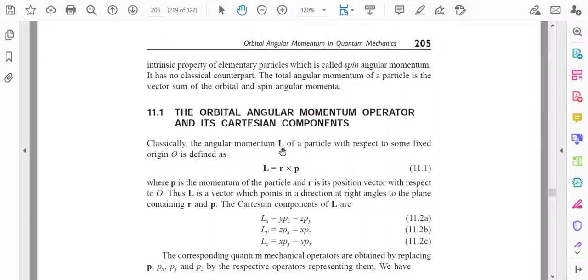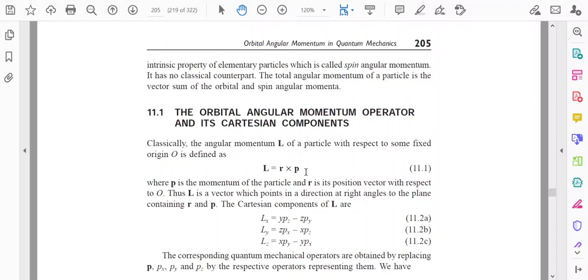Now, we know that classically the angular momentum L of a particle with respect to some fixed origin O is defined as L equals r cross p. What is p here in equation 11.1? p is the momentum of the particle, and r is the position vector with respect to some origin O. So, this is the definition of angular momentum in classical mechanics. Thus, L is a vector which points in a direction at right angles to the plane containing r and p.